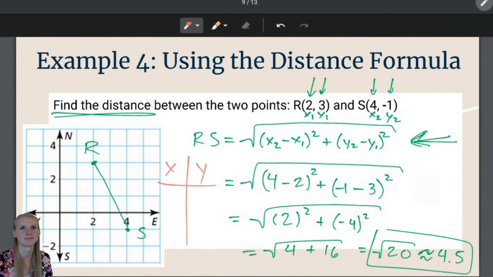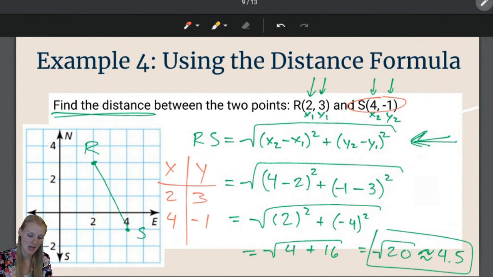X and Y. Now, you're literally going to write your first point, 2, 3, just like it has it right here. The point is 2, 3, so you write 2, 3, right here. Now write the next point, 4, -1. The X coordinate is 4, Y coordinate is -1.